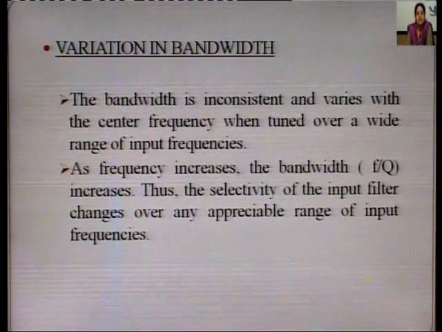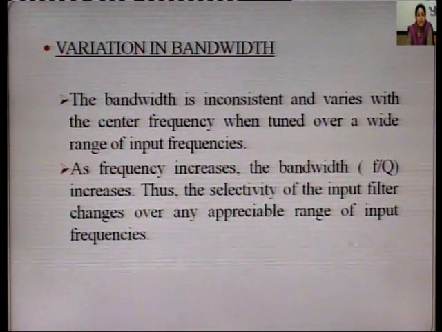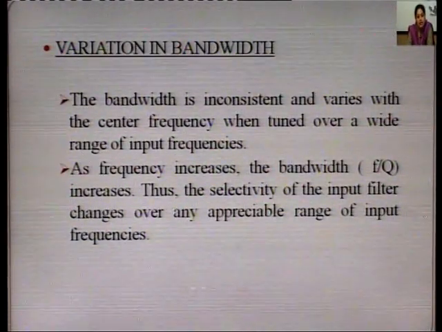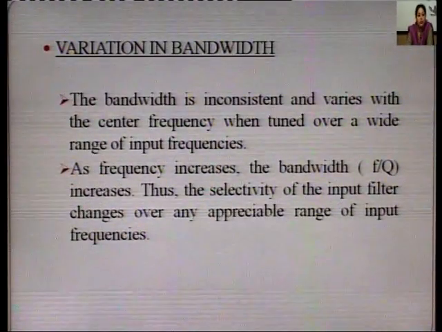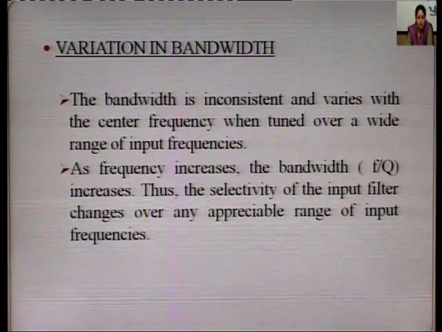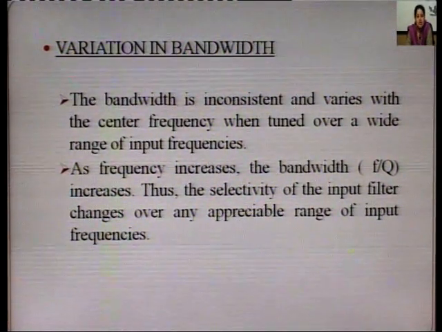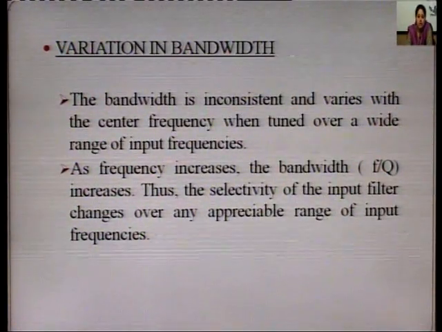Now, second is the variation in bandwidth. What is the variation in bandwidth? The bandwidth is inconsistent and varies with center frequencies. As your center frequencies vary, your bandwidth varies when tuned over a wide range of input frequencies. Now, if the frequency increases, your bandwidth increases. Thus, the selectivity of the input filter changes over any appreciable range of input frequencies.